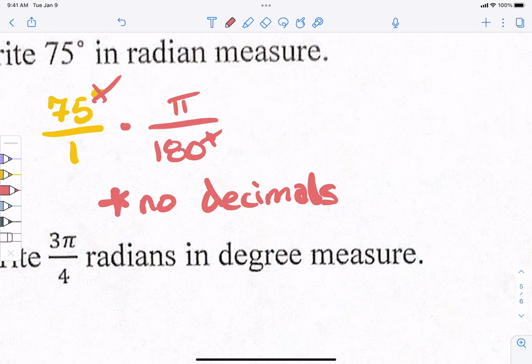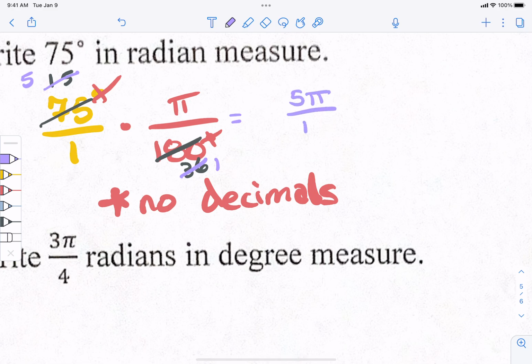So 75 and 180, I know that I can divide by, let's say, 5. 75 divided by 5 is 15, and 180 divided by 5 is 36. 15 and 36. Okay, then I guess 15 and 36 can be reduced more as well. So let's divide by 3. 15 divided by 3 is 5, and 36 divided by 3 is 12. So I just did a double reduce, and we have 5 pi over 12. That should be a 12. 5 pi over 12, and that is what 75 degrees is in terms of radians, okay?